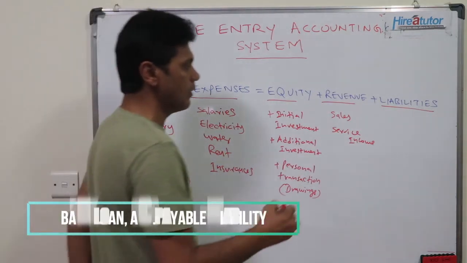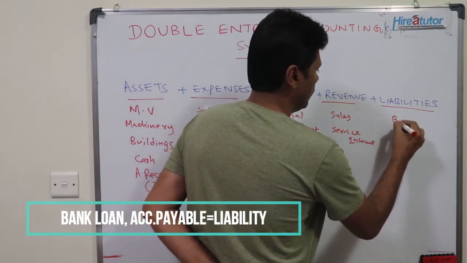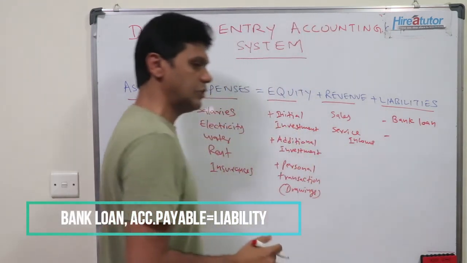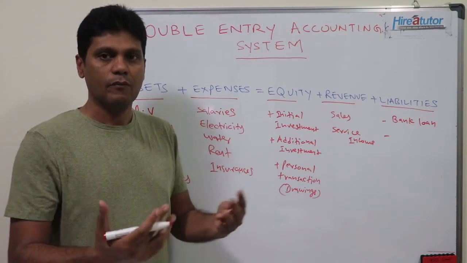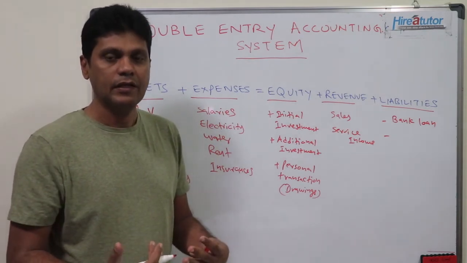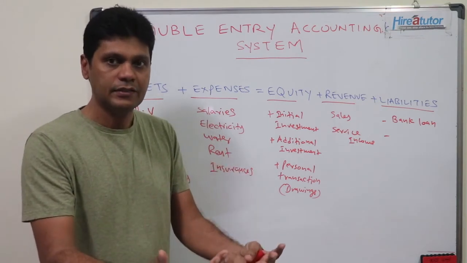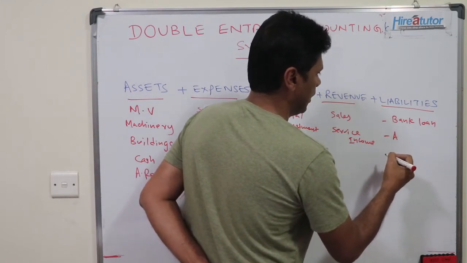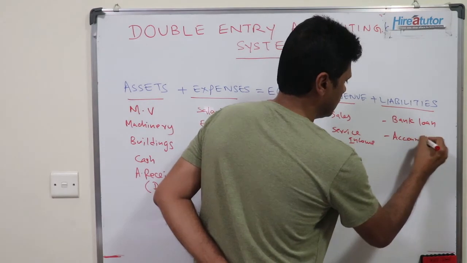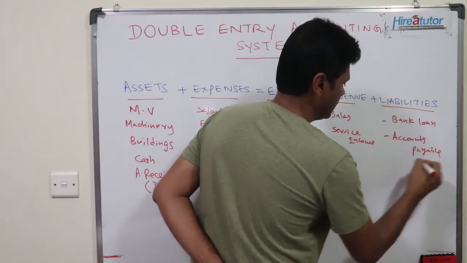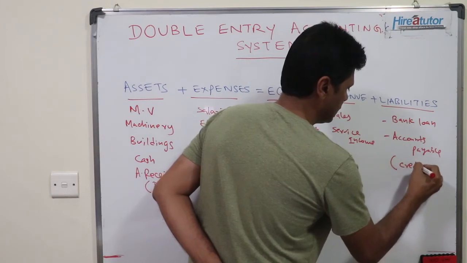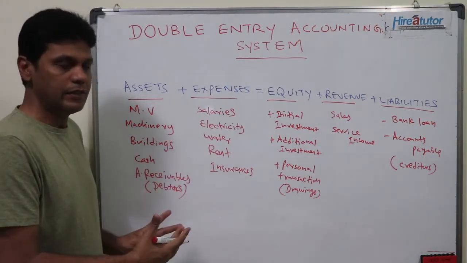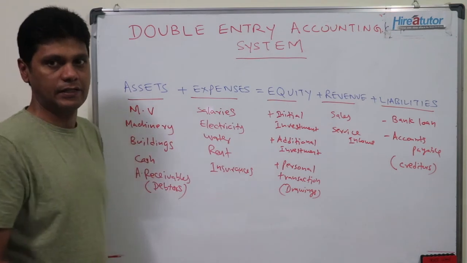Under liabilities, you can record bank loans, if you have obtained a bank loan from the bank. Then if you have purchased any item from your suppliers on credit, then it has to be paid on a later date. So therefore it has to be shown as liability, accounts payable, also known as creditors. So all these transactions will be recorded in any one of these categories.